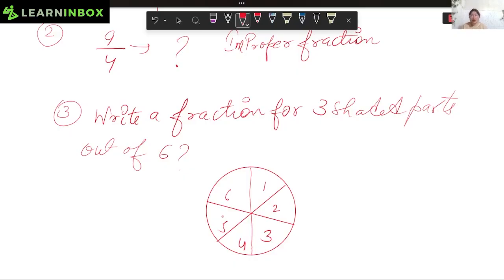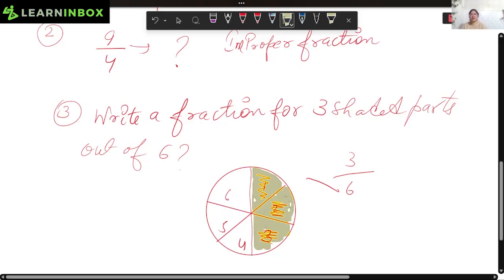Now you have to write a fraction. The total will be 6 and 3 shaded parts. That means 3 parts you have to shade. So these 3 parts will be shaded and the fraction will be 3 by 6. Now let's paint this part. You can do the same in your notebooks while solving this question. Now 3 shaded parts are there. This is how you will write the fraction and this is how you will solve the questions.